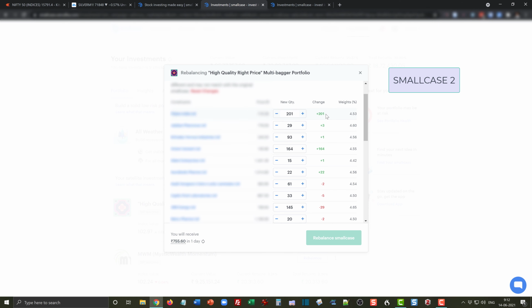So this stock he wants us to buy because it's a new quantity change of 200. This one we should not be buying. This one we should not be buying. This is again a stock which he wants us to buy. See, plus 164. This one we should not be buying, and this one again is a new stock, 2222.